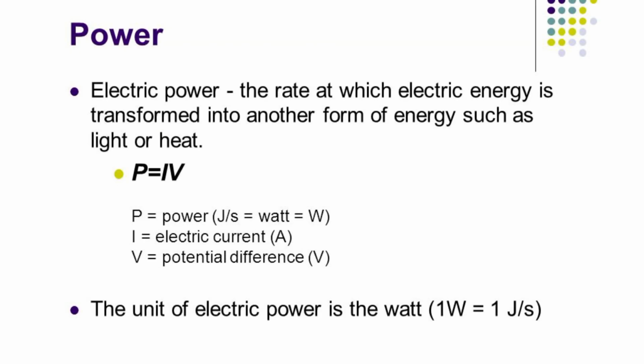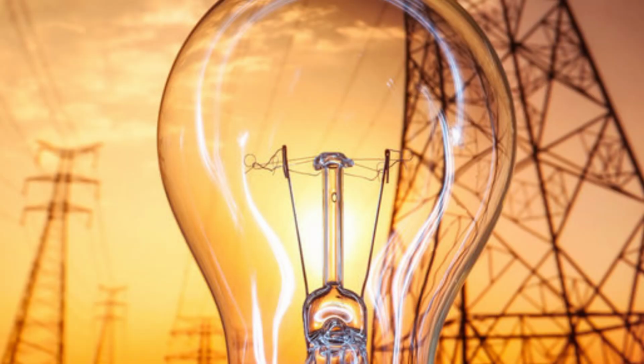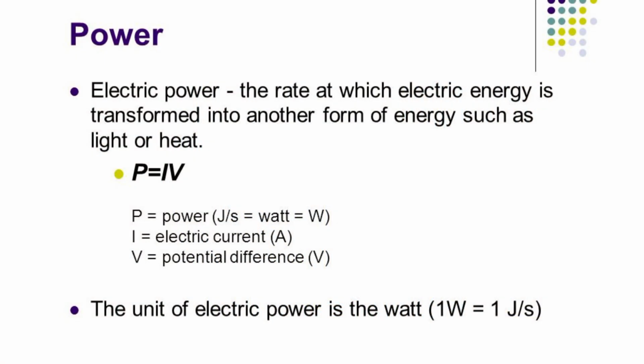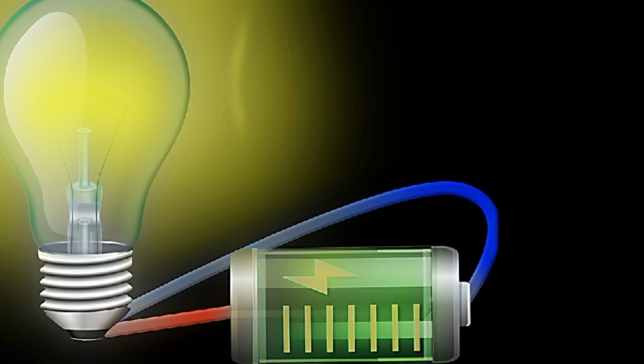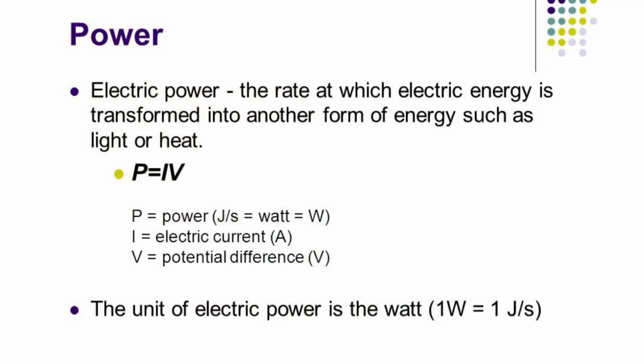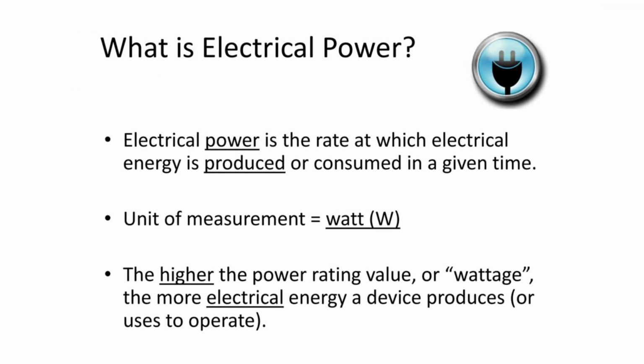Electrical power is the rate at which electrical energy is transferred or converted into another form of energy like heat or light or mechanical energy. So simply we can say that the rate at which the energy flows is called power. That is a simple definition of electric power.